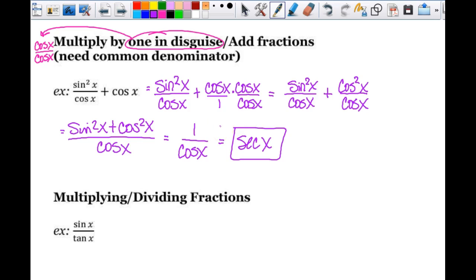Your answers don't always have to be in sine and cosine. I think that's happened with a lot of them. They just need to not be a fraction. You're trying to get it down to one term that's not in the denominator. Okay. We all good? All right, so multiplying or dividing fractions.